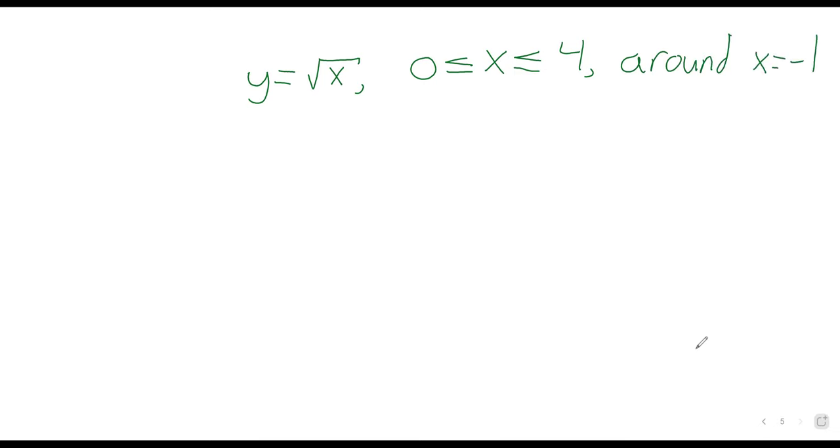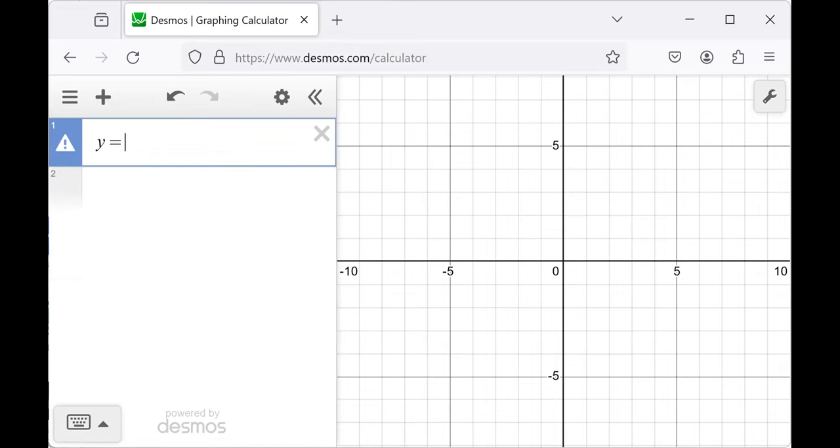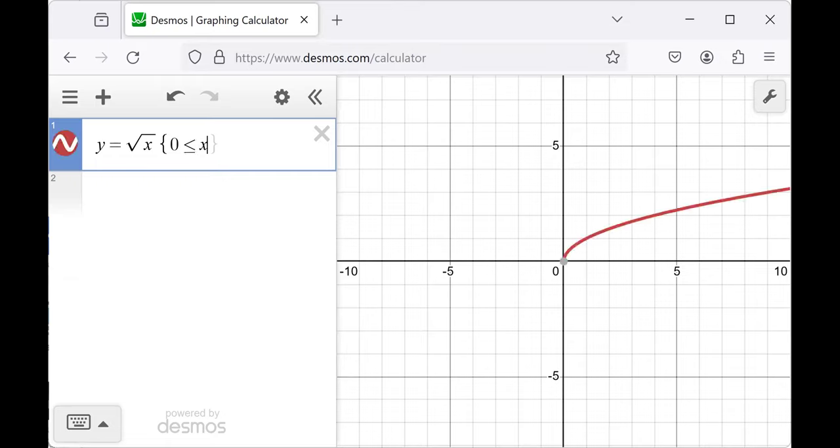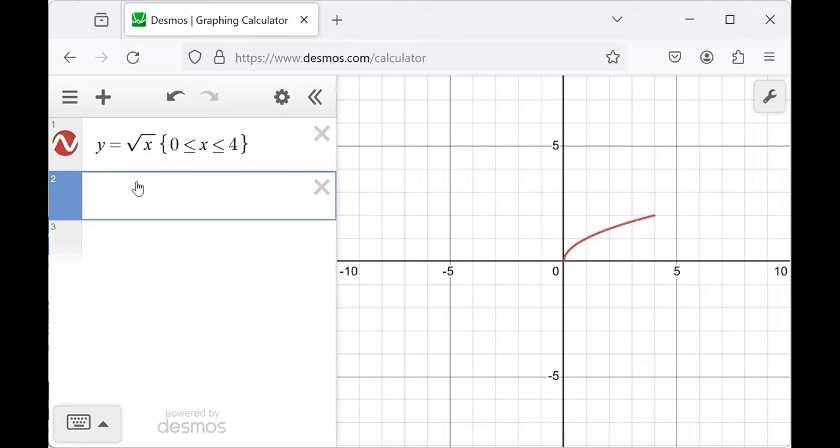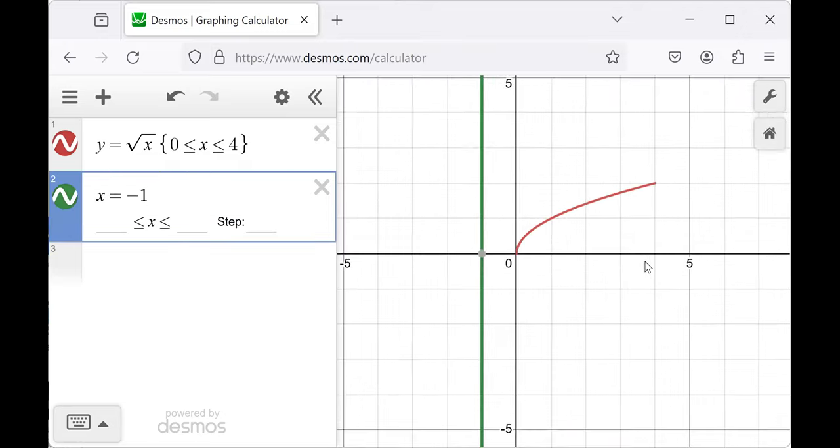Very similar to what we're doing if we have, say, y equals the square root of x on the interval from 0 to 4 around x equals -1, let's say. So we probably pretty well know what the square root of x looks like, but y equals the square root of x from 0 to 4 around x equals -1.